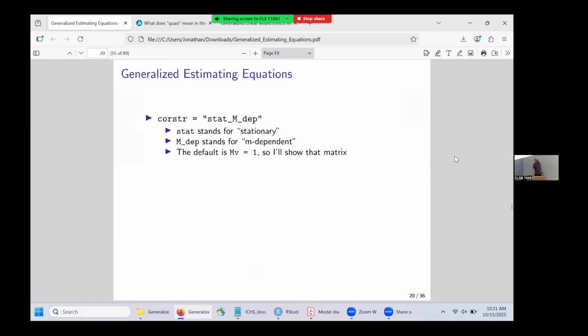All right, another more complicated one, stationary M-dependent. So the default is for Mv equals 1.